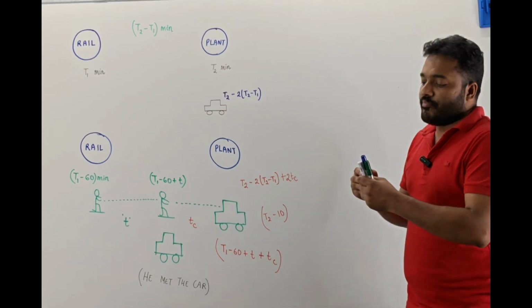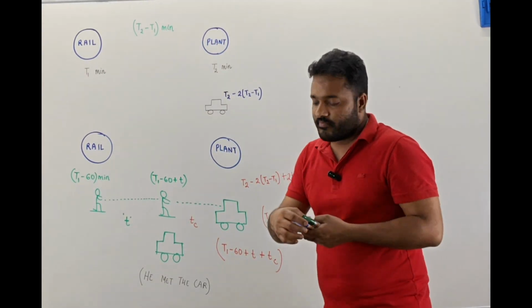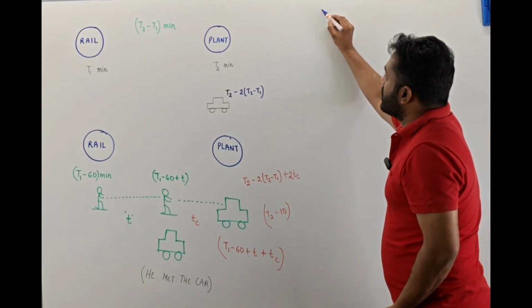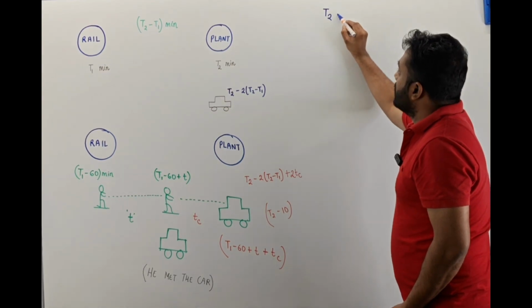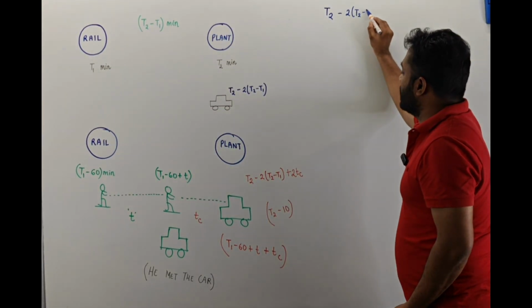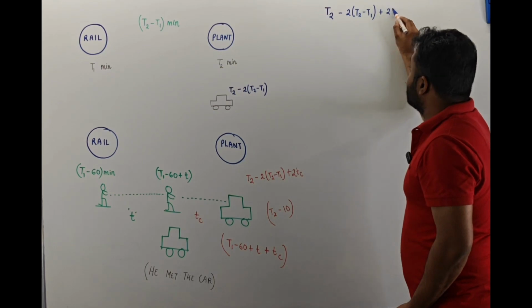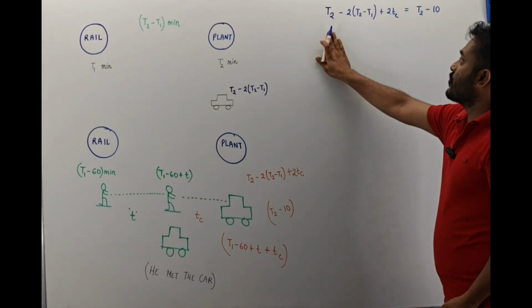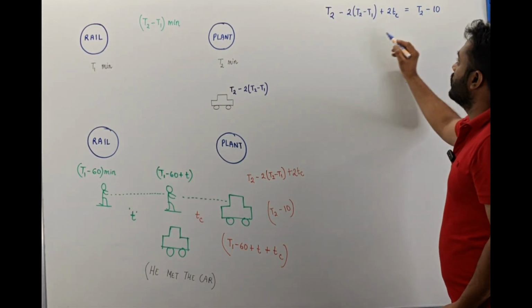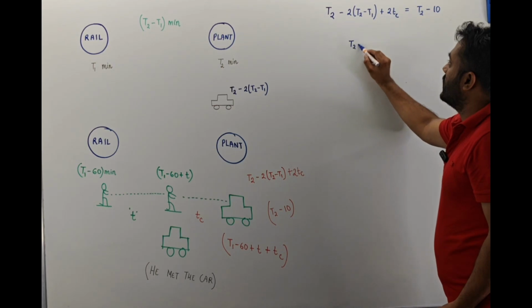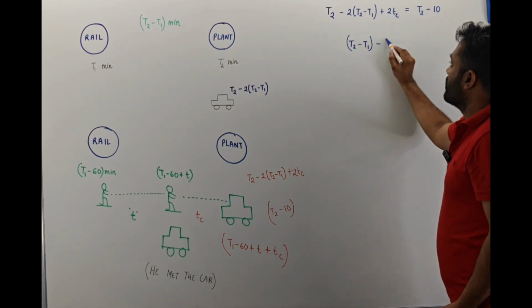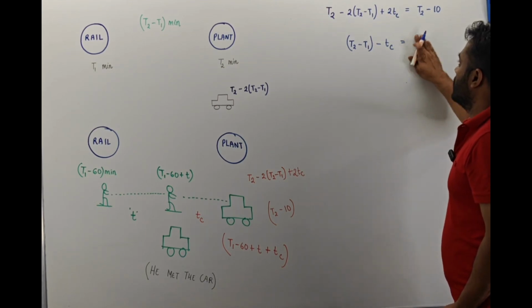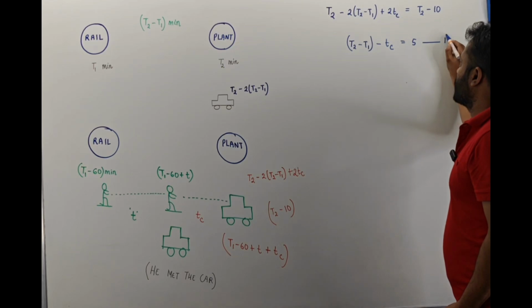So let us frame the possible equations to solve this particular problem. Over here, the first equation which we can frame is from the motion of the car. From the motion of the car, we can say T2 minus twice of (T2 minus T1) plus twice Tc is equal to T2 minus 10. From this expression, we can chop this T2 out and we get (T2 minus T1) minus Tc is equal to 10 by 2, that is 5. So we get this as the first equation.